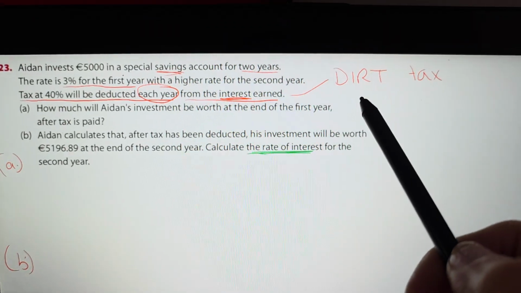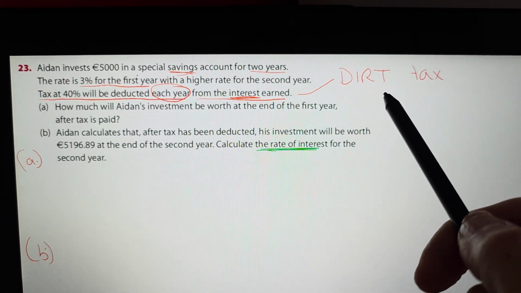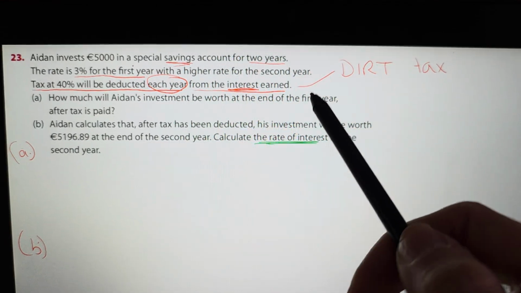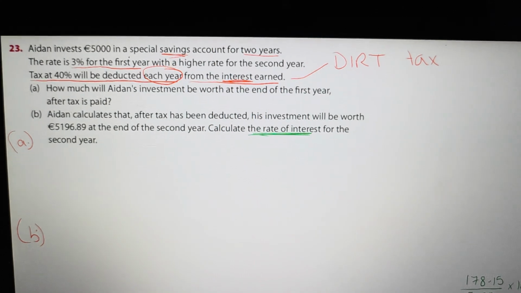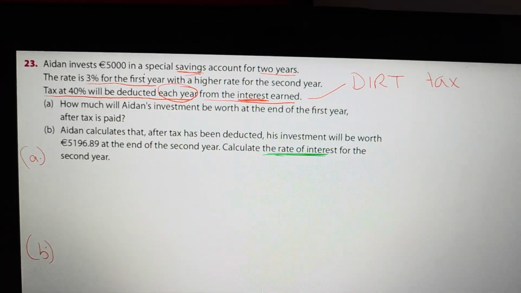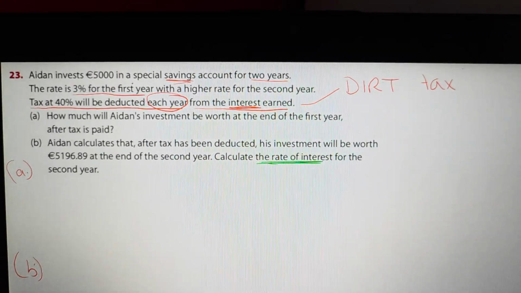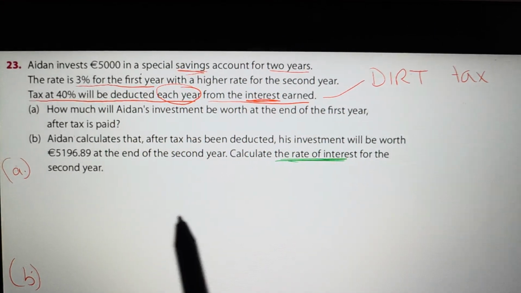So for any of you who do business, that's deposit interest retention tax, DIRT. It's a tax on the interest that you earn on a deposit account, so on your savings. In Ireland, it is currently 33%. In this question, it's 40%. The percentages can change. Any government budget can change the rate of DIRT tax. Anyway, back to the question.